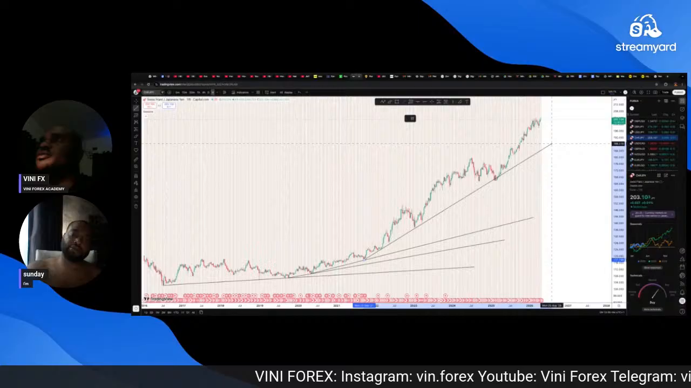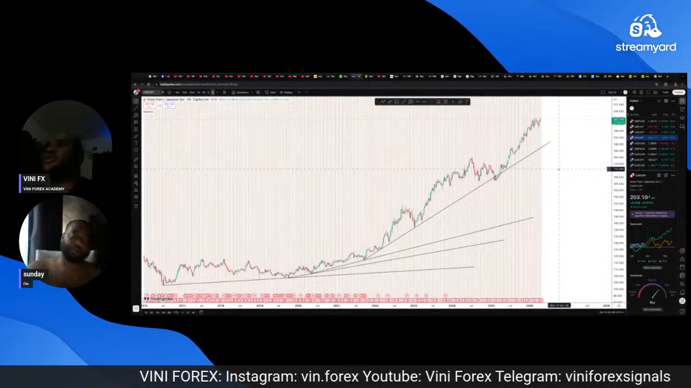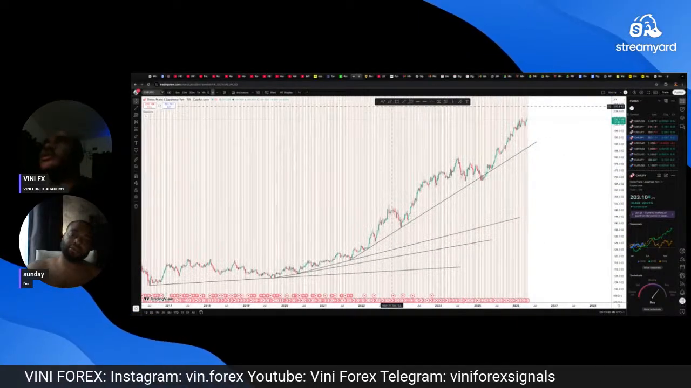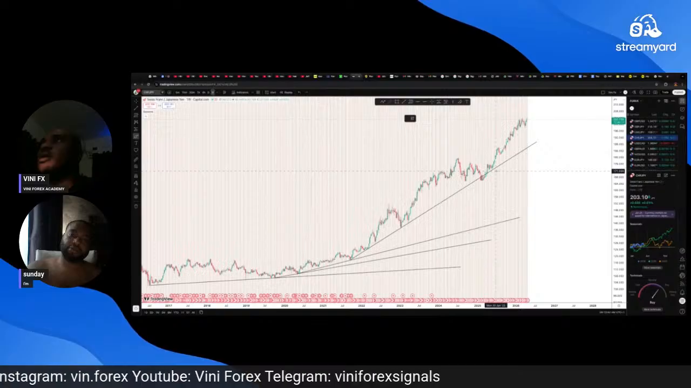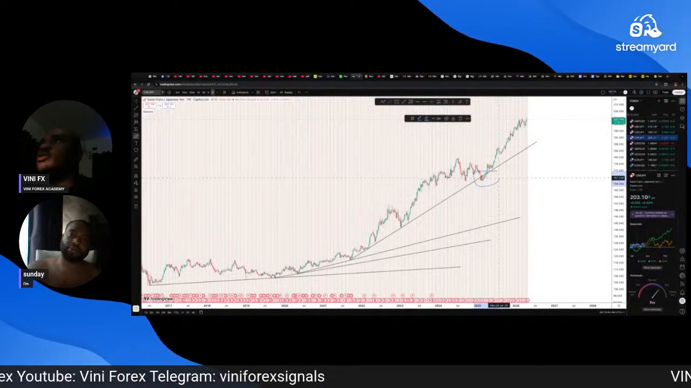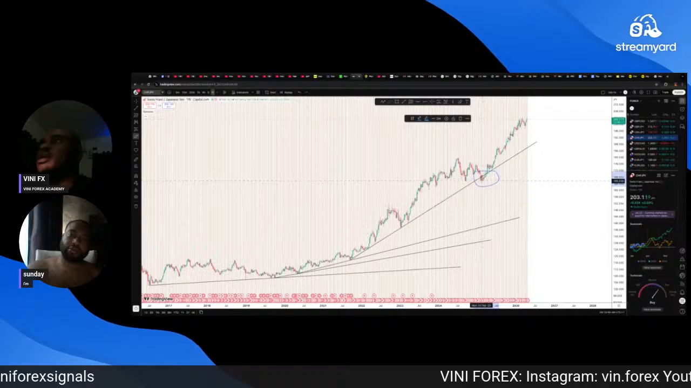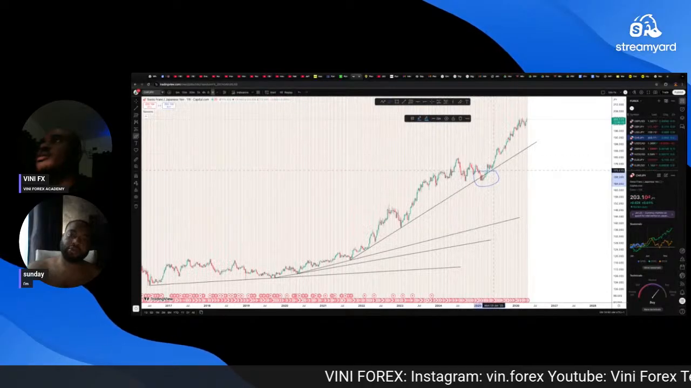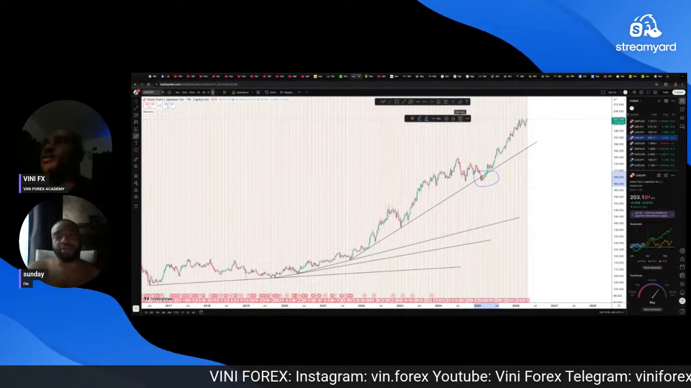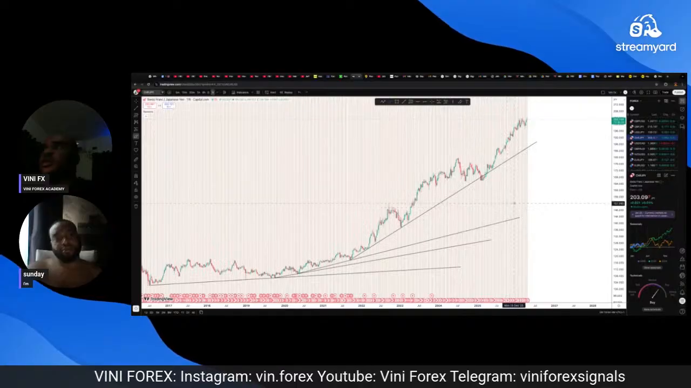Then you extend. But something happened here right now. You can see that something happened. The market did not touch this trend line perfectly. It went below it, but still maintained the uptrend.